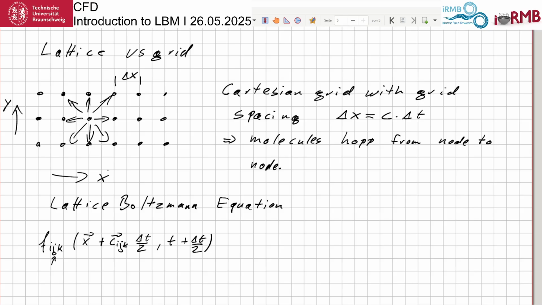So here this is x, y, z, velocity indices. So this is now equal to, you see, this is x plus a velocity C_ijk delta x half. So it's going out from a lattice position further away, and it's at the next halfway to the next time step. So this is what comes out of the collision, so to speak.